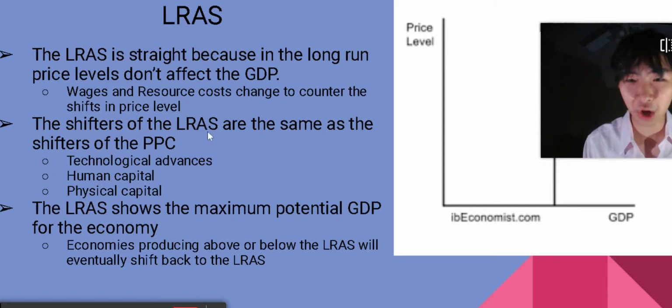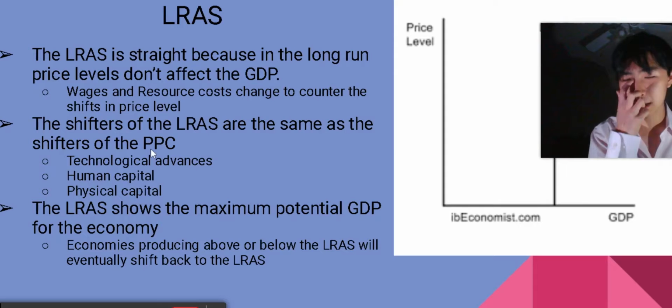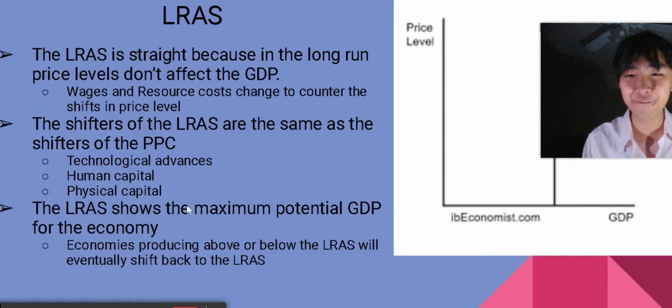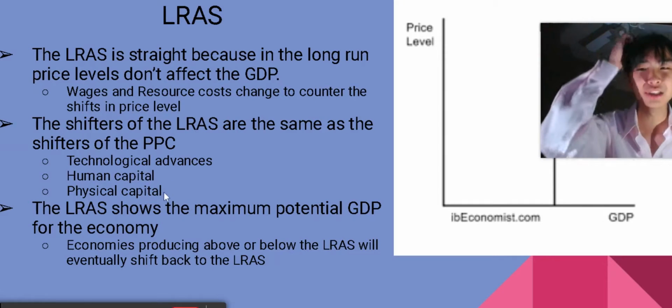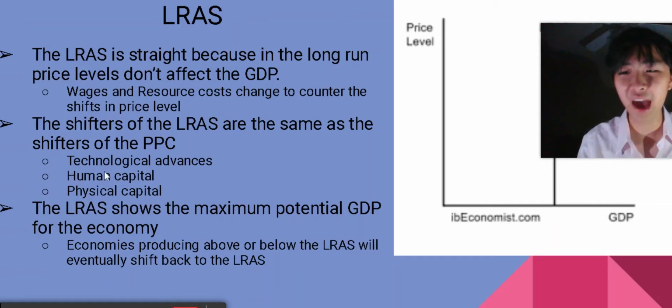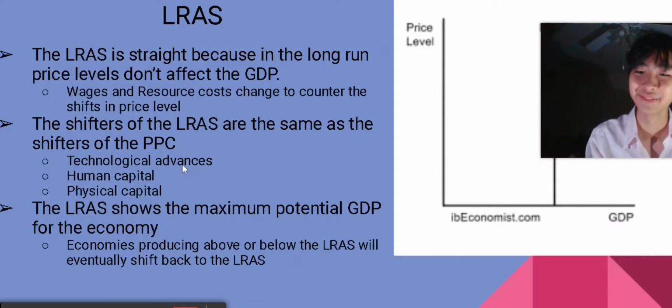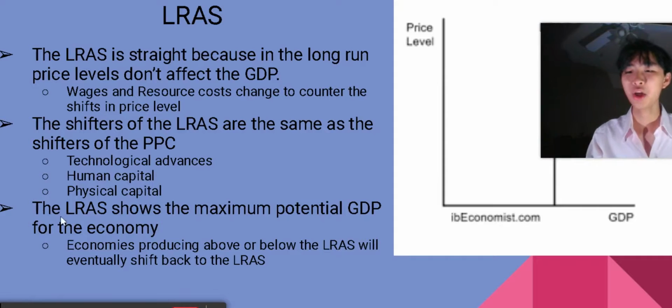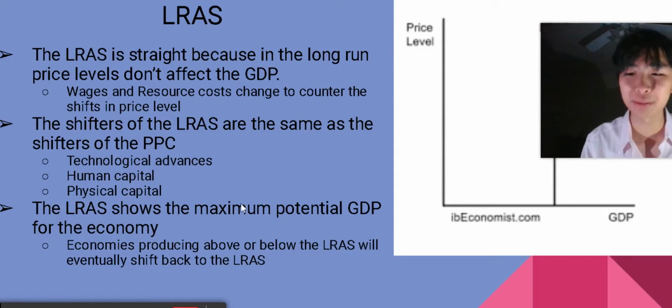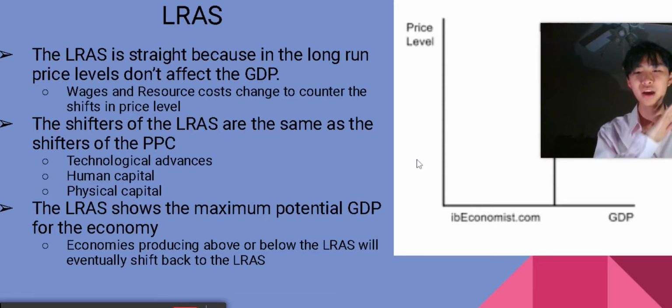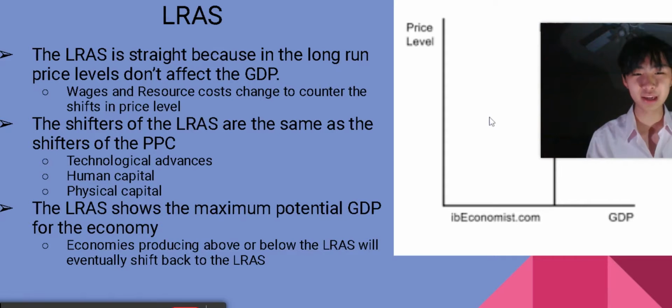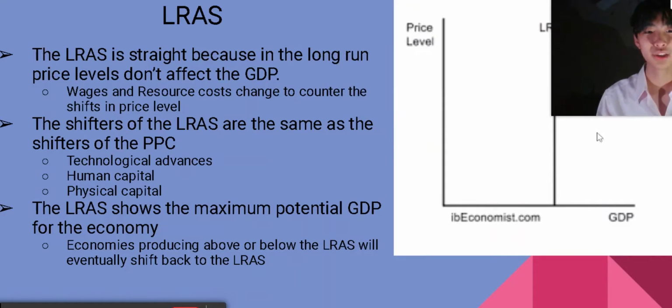And the shifters of the long run aggregate supply are the exact same shifters as the production possibilities curve. So technological advances, human capital, and physical capital. With human capital being knowledge, physical capital being machinery, and then technological advances being technology. The long run aggregate supply shows the maximum potential GDP for the economy. And if they're below, the economy's GDP is not at optimal production. And if they're above, then it's too much. So economies will usually shift back and forth to maintain this long run aggregate supply.